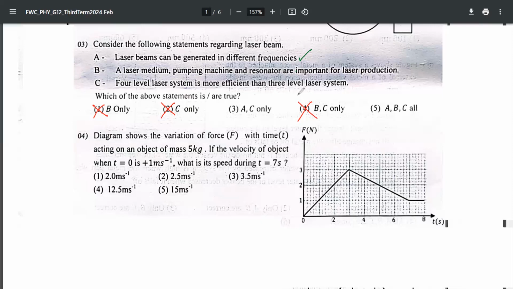The laser beam is stronger than normal light. For that purpose only, we will be needing the resonator. So for this question, what is the correct answer? All three are correct. When we learn about laser, we'll discuss that in detail. You need to know about laser light in detail because these days A-level MCQs will be discussed.